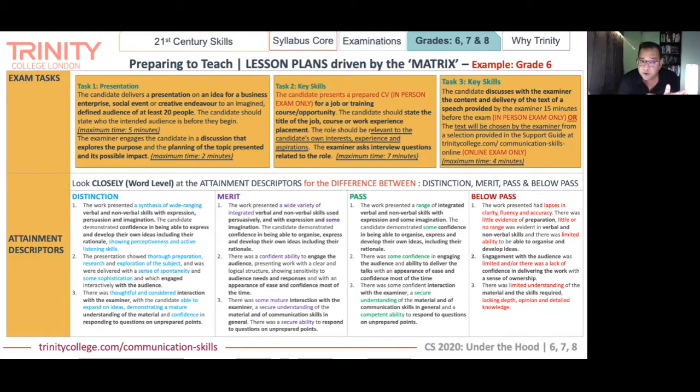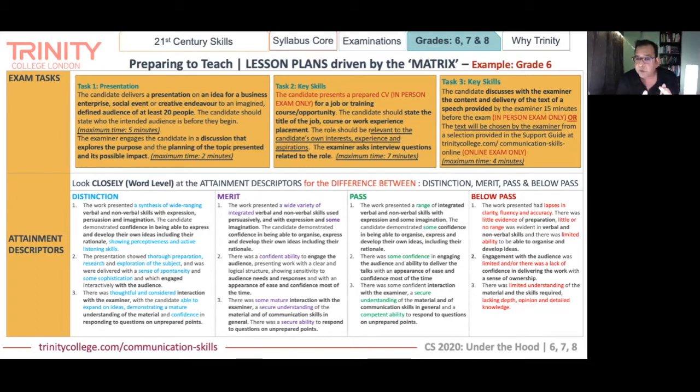Now, which means it had to be a synthesis of wide-ranging skills. Then you will get a distinction. But if you don't do that, and let's say instead you had a wide variety of integrated verbal and non-verbal skills, then that would qualify for a merit. On the other hand, a pass is if you presented a range. Okay, so note the changes in the words. Distinction says it was almost a seamless synthesis of wide-ranging skills. Merit said it was a wide variety of integrated skills. And pass said there was a range.